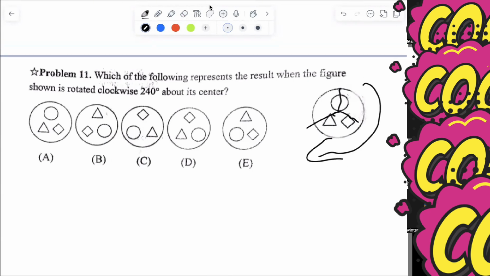So the circle will be swapped with the square, and then the circle will be swapped to the triangle. So the circle should be on the triangle. And to the right of the circle is the triangle. So it's going to be this and this square. Oh, hold on. I'm so sorry. I mean, to the right is the square, and this is the triangle. And this means the answer is C.